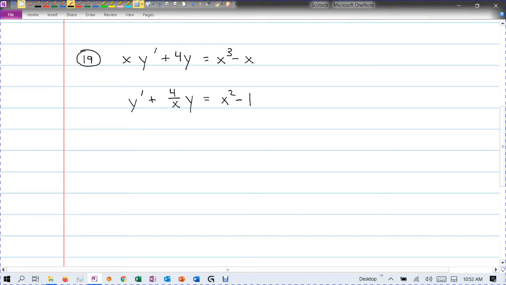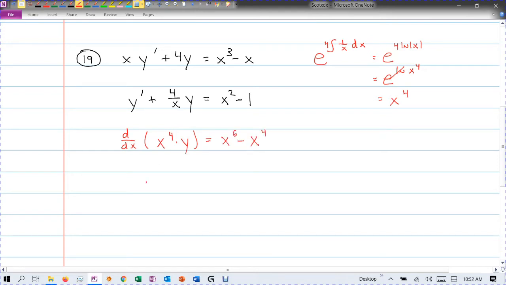Okay, so integrating factor, e to the integral of 4 over x, so that's 4 times 1 over x dx. That's going to be e to the 4 times natural log of the absolute value of x. Bring the 4 up. E to the natural log of x to the 4th. Don't need the absolute value anymore because we're going to be raising x to the 4th power. These cancel, so just x to the 4th. So d dx of x to the 4th times y equals, now multiply the right hand side by x to the 4th, and now I integrate.